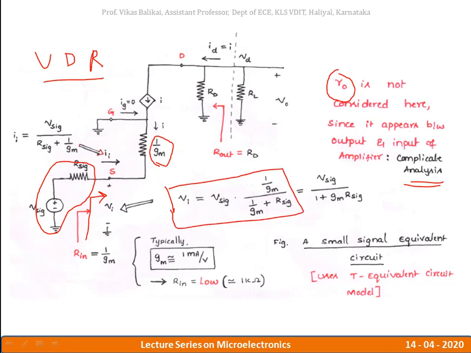I can clearly see here that I applied Vsig, but what exactly enters my amplifier is Vi. So Vi and Vsig are not the same. Whether Vi is greater than Vsig or less than Vsig, we'll see down the line. But as of now, it is very clear that Vsig is the voltage that you apply to the entire circuit, and Vi is what the amplifier considers as its input voltage. Once I simplify this, the input voltage seen by my amplifier is Vsig by 1 plus Gm Rsig.